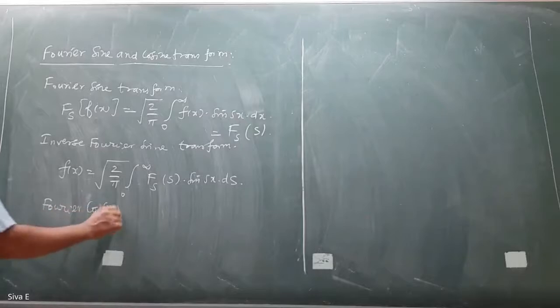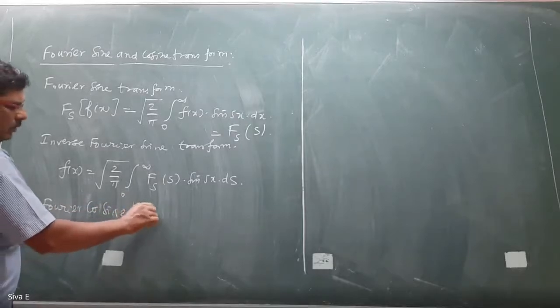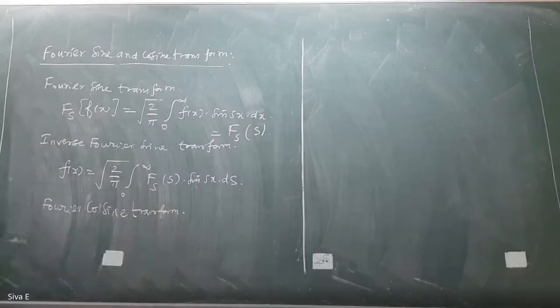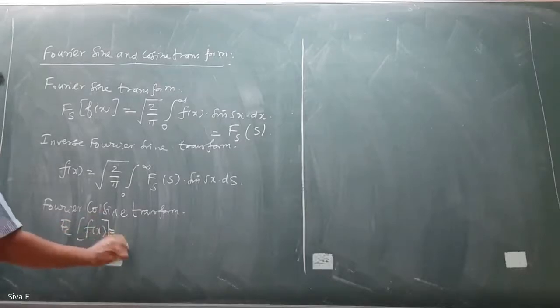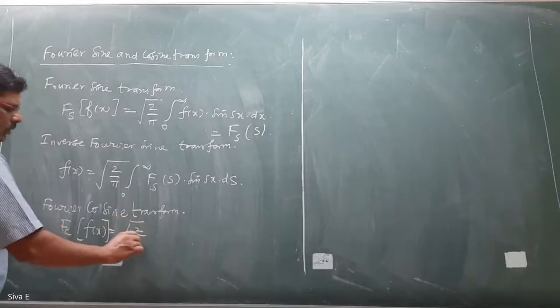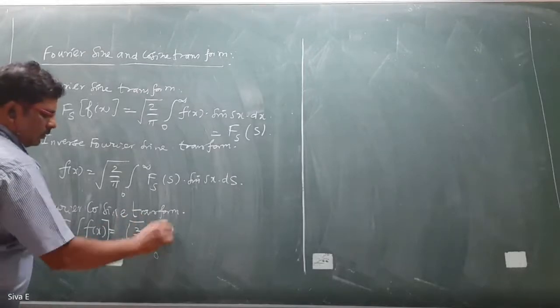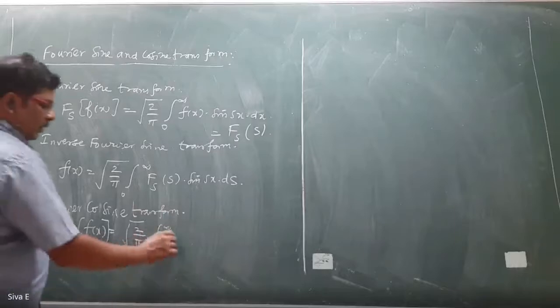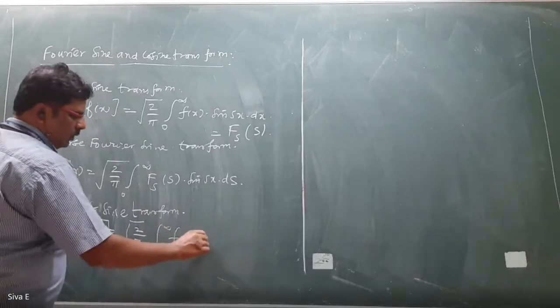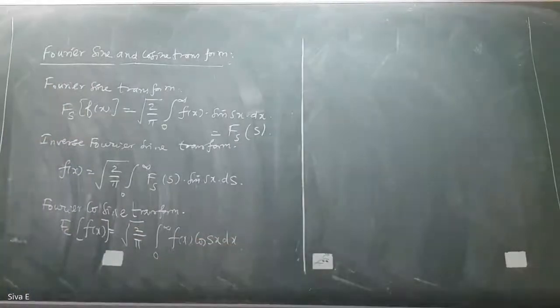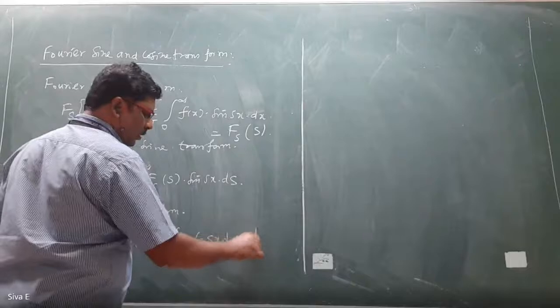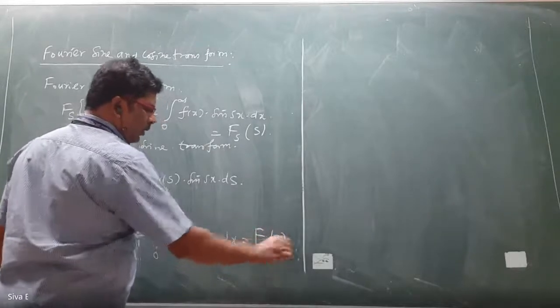Fourier cosine transform. Fourier cosine transform is Fc of f of x equal to root 2 by pi integral over 0 to infinity f of x cos sx dx, and it is denoted by Fc of s.